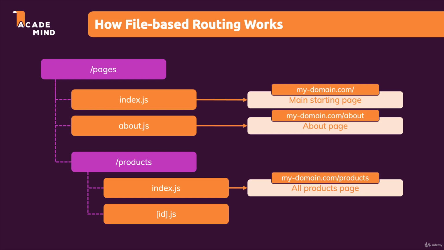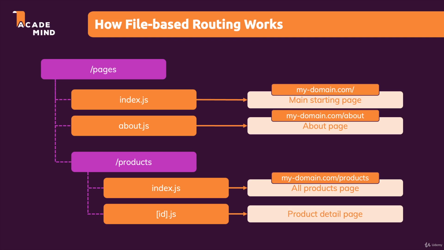Now, what about this strange square bracket file name here? This is a special notation we can use to add a dynamic path. So for example, if we have the product detail page here, so if we show some content for a selected product, then of course we want to show that same page for different products. So our URL would look something like this: ourdomain.com/products/ and then the ID of a given product. And of course, we can have multiple products and therefore multiple IDs. And that's why this is dynamic. The ID isn't always the same.